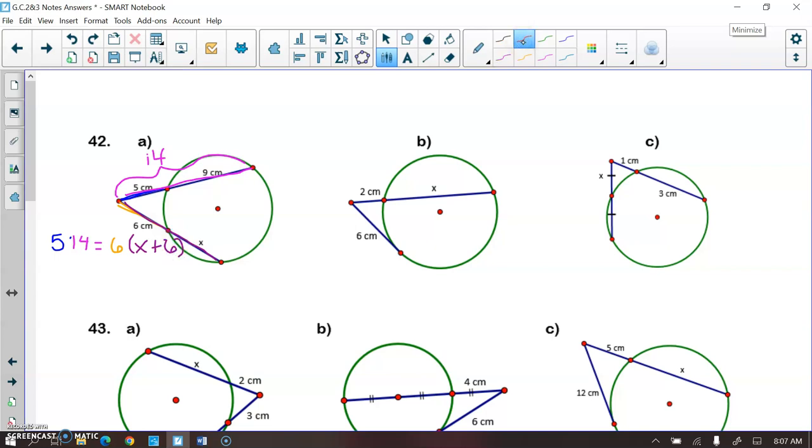So then to find x, I'm going to do 5 times 14, which is 70. And then distributing the 6 in, I get 6x plus 36. Subtracting that 36 over, I get 34 is equal to 6x. And then dividing by 6 on both sides, I'm going to just round. X becomes approximately, rounding to the nearest tenth, 5.7.